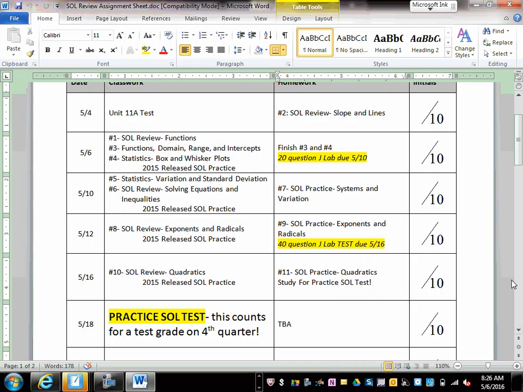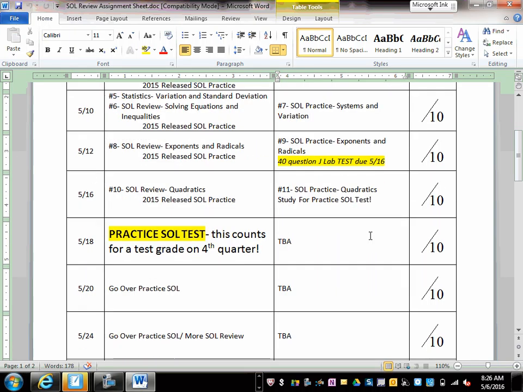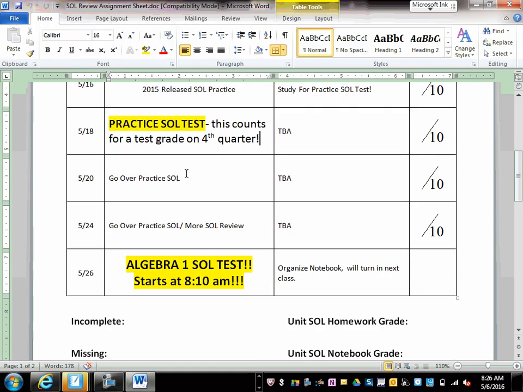Remember that you can retake these JLABs as many times as you want. Just send us the score that you want recorded. So if you plan on retaking your 40-question JLAB test multiple times, I'd recommend you start doing that now so that you don't get to the night before and then not have enough time to do it. We will take a practice SOL test in class that counts as an actual test grade for fourth quarter, and then we will immediately go over that the next two classes.